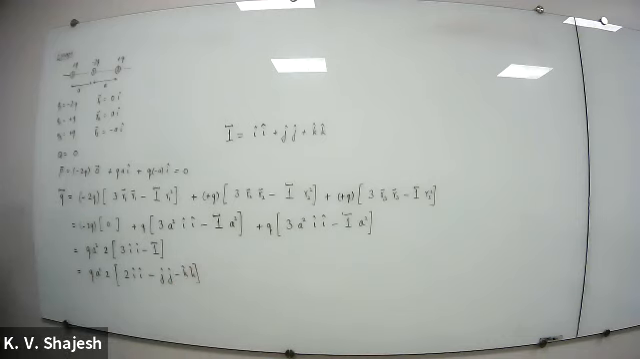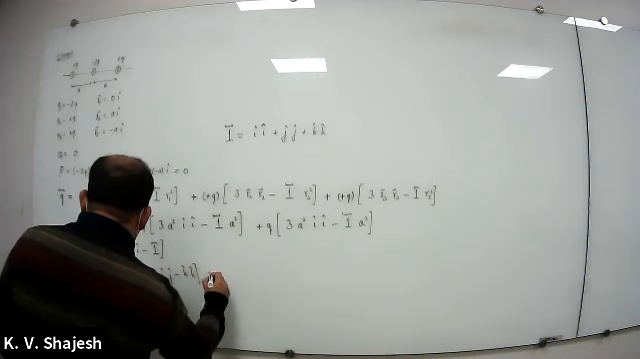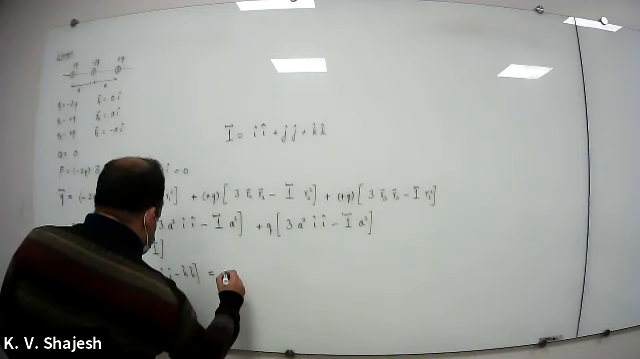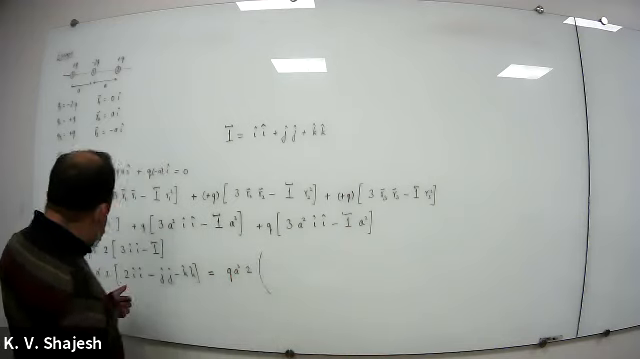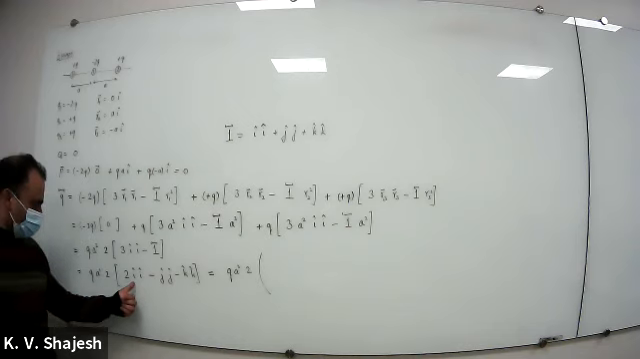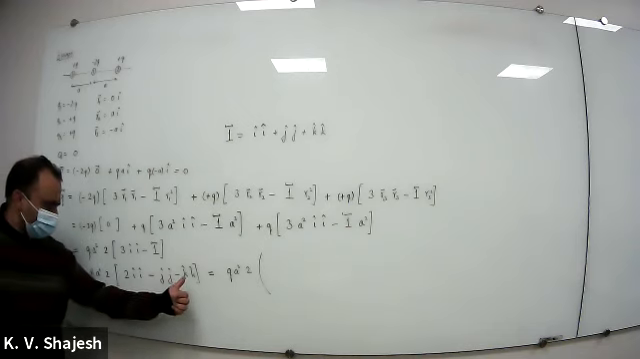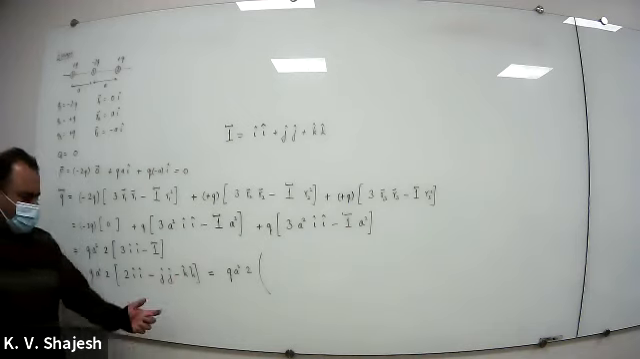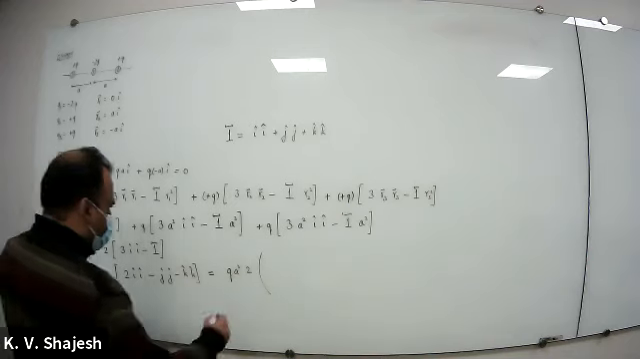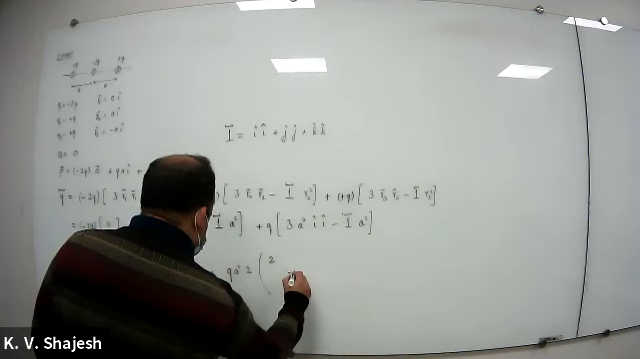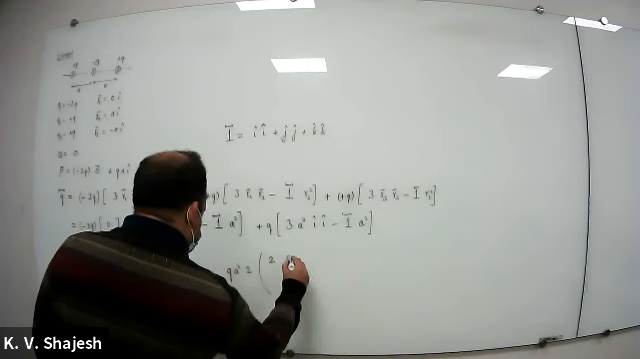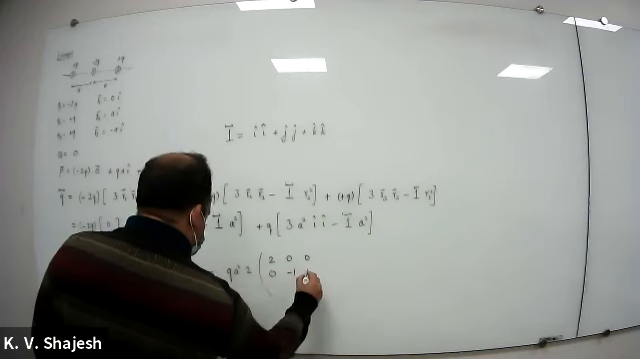If you want to write this in terms of a matrix, this is equal to qA squared times 2. These are components of the matrix. This is the 1,1 component. This is the 2,2 component. This is the 3,3 component. And the rest of them are zeros. So this is 2 here. This is minus 1. That's the 2,2 component. Rest everything is 0. That's what it means.